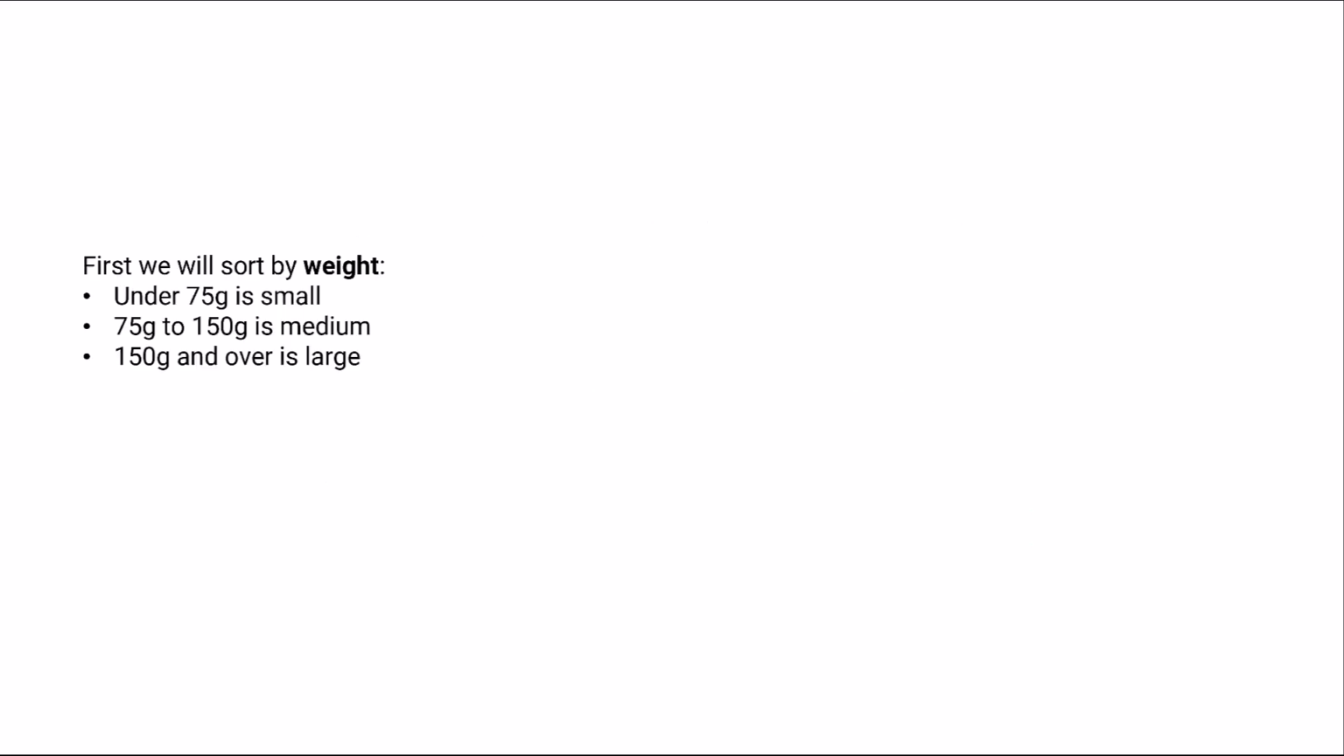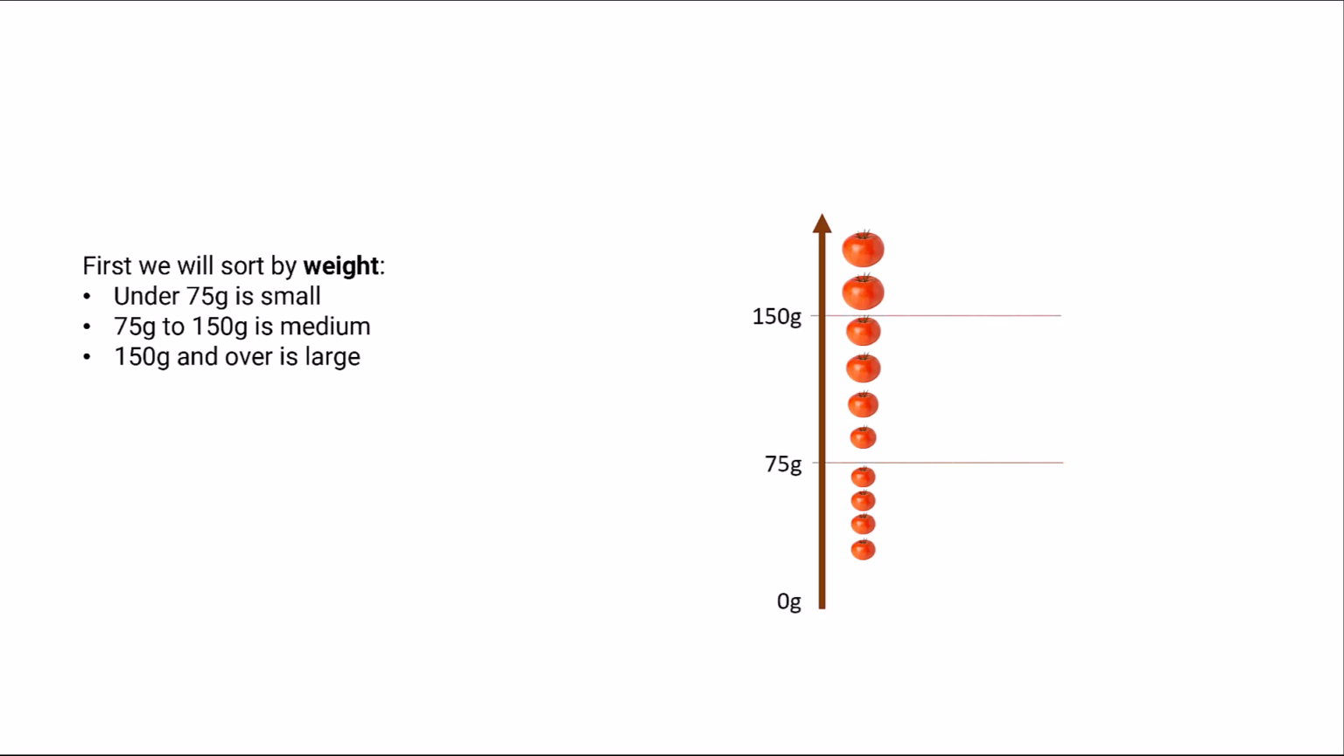The first one is going to be weight. Under 75 grams is a small tomato, 75 grams to 150 grams is a medium-sized tomato, and 150 grams and over is a large tomato. So we could imagine the human laying them out on a table so that we can see them side by side, and then we can group them according to their weight and size along this axis, and we can put a scale against it. So we've got 75 grams, 150 grams in here. So we can group them quite accurately.